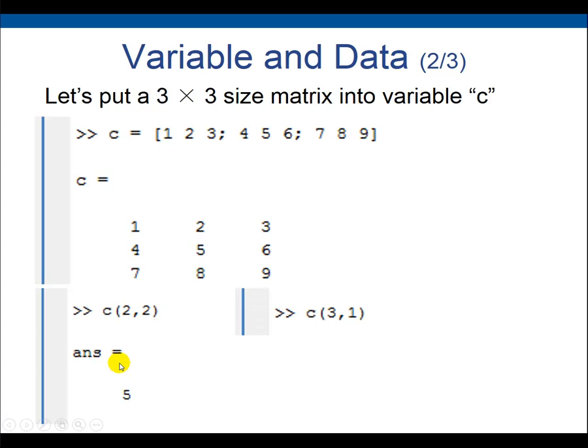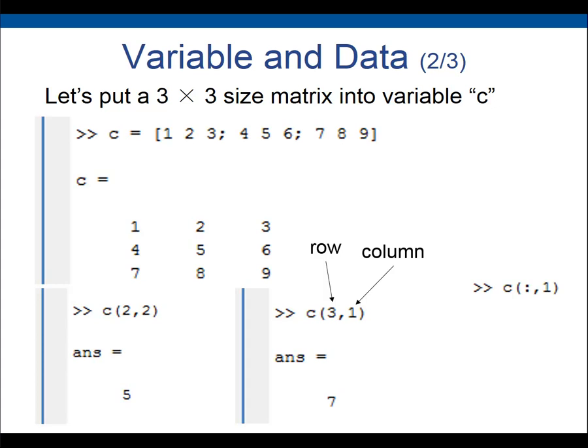And how about 3, 1? So this is the row and the column, right? So 1, 2, 3 rows, and the first column, that is the 7. Okay, so the answer is 7.